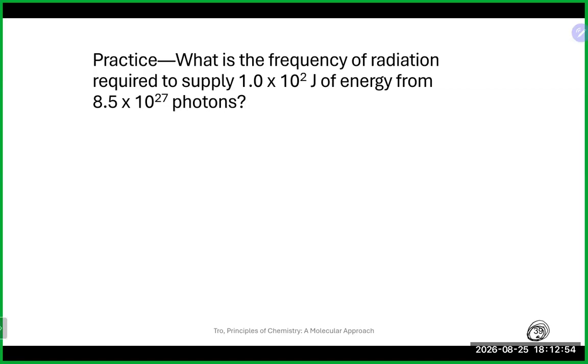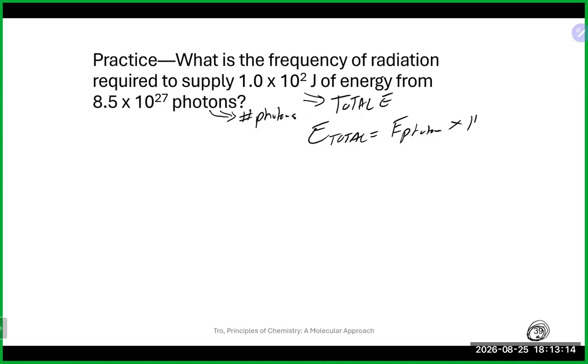All right, so let's take a look, see how you're doing. In this particular case, we have the number of photons here, and we have our total energy. So again, we could use that relationship we just saw, that our total energy is our energy per photon times the number of photons.